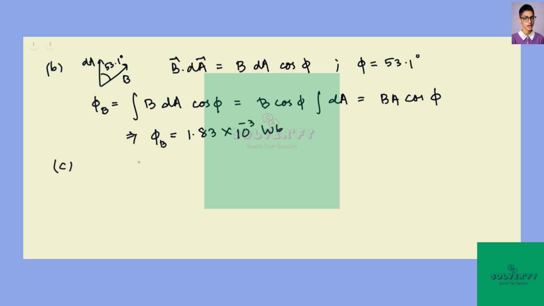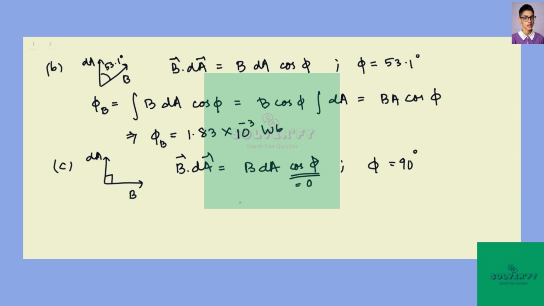For the last part, we see that the magnetic field is perpendicular to the z direction. This means that B dot dA is B dA cos phi, and phi is the angle here, so phi is 90 degree, and cos phi then becomes equal to 0 because cos 90 is 0. And so the flux, which is given by the integration over B dot dA, will be 0.